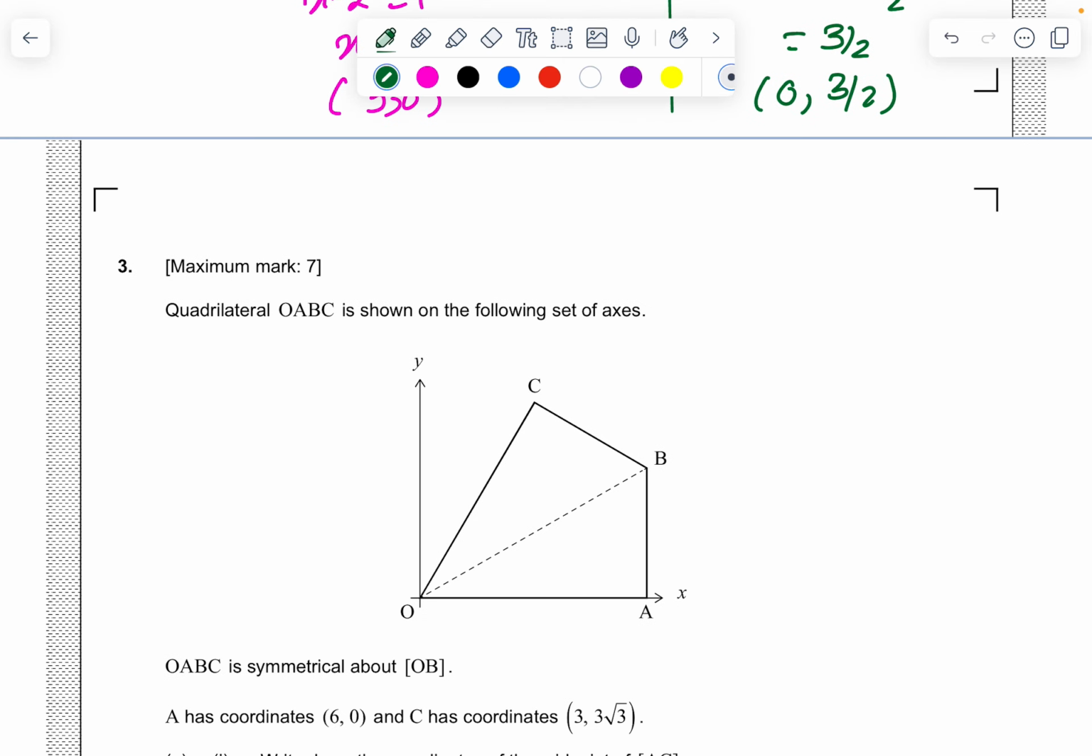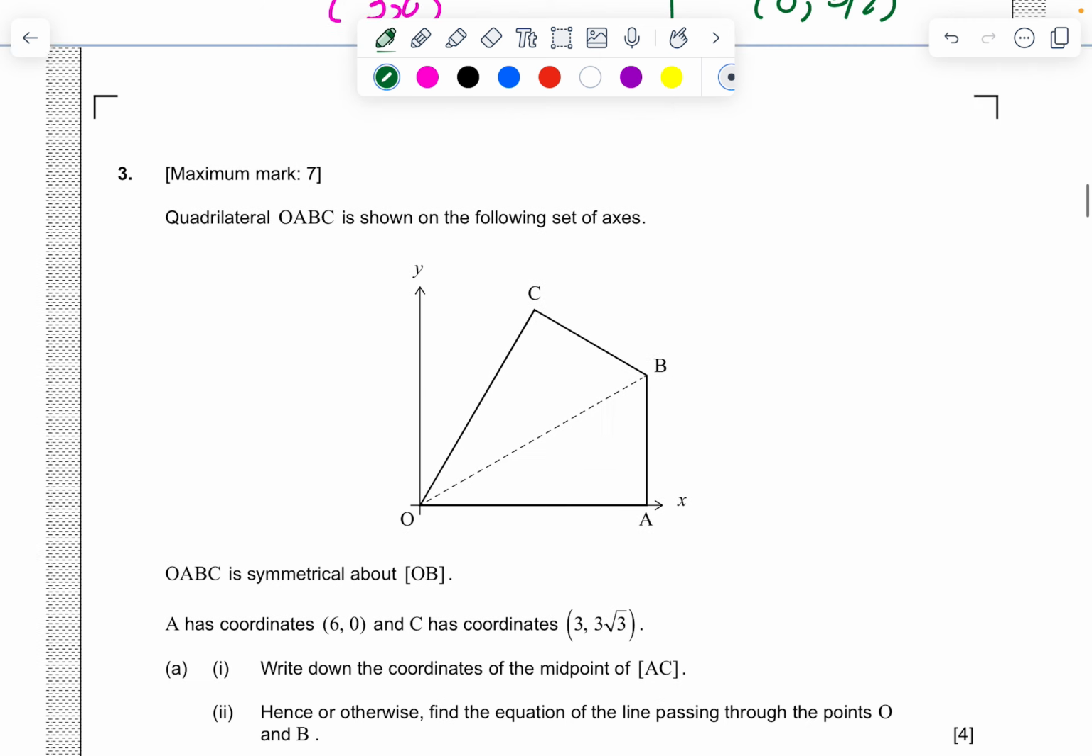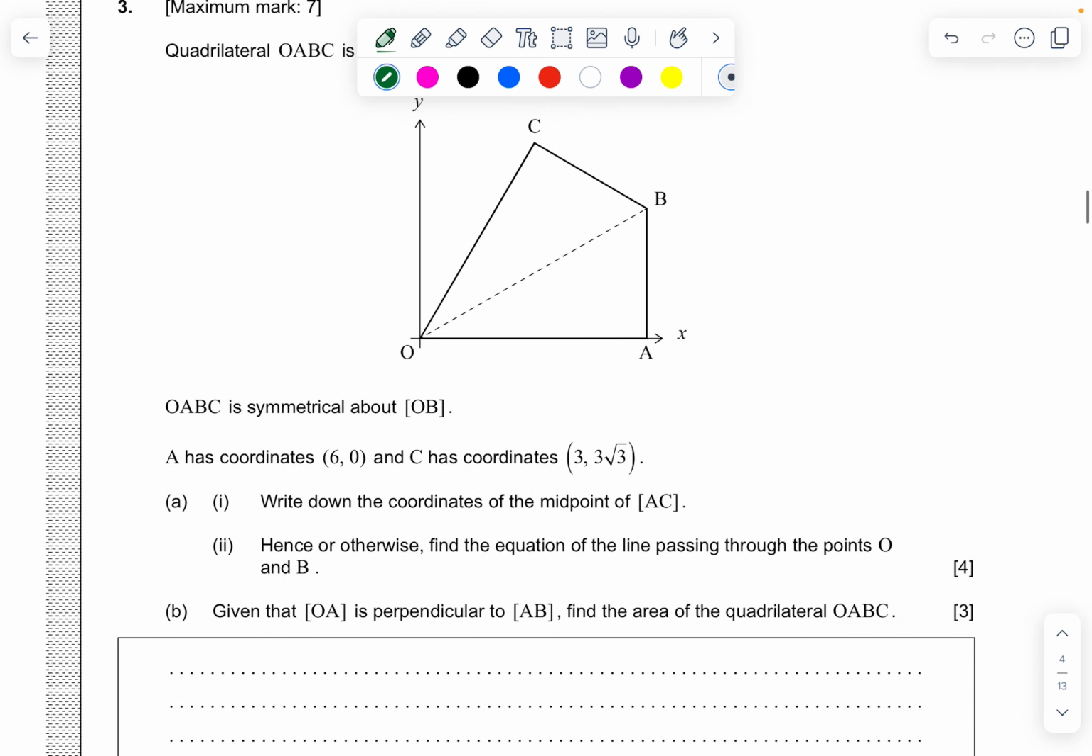Now coming to question number 3. The quadrilateral OABC is shown in the following diagram. Now what is being asked over there? OABC is symmetrical along OB. A has coordinates 6, 0. C has coordinates 3, 3 root 3.